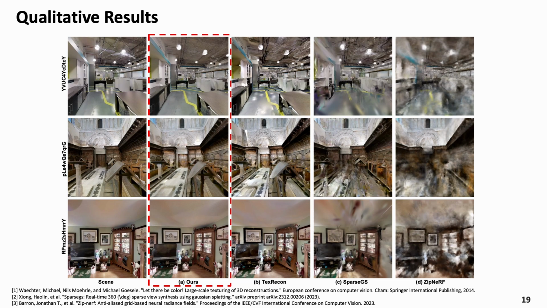Finally, let's look at the rendering results. We compare our method against classical texture mapping, Gaussian splatting, and NeRF. But in our tasks, both of these still struggle with rendering quality. Our method shows better rendering quality.